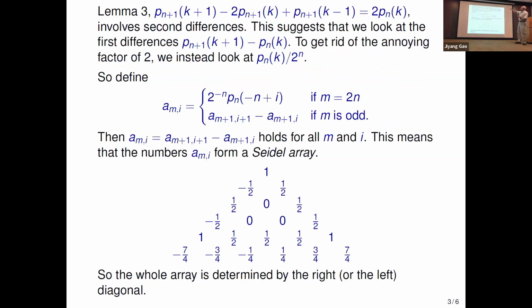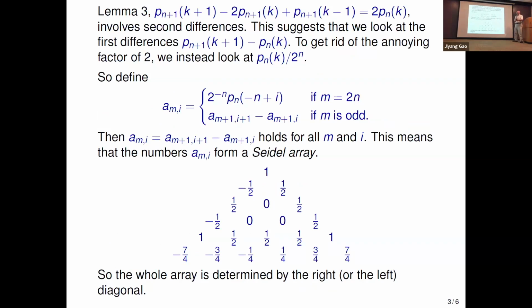Well, we need 3 lemmas, which went by pretty quickly. The third one is this formula here. Notice that this is a second difference. So this is a second difference of things. And that suggests that we should look at the first differences. And this 2 is kind of annoying. So to get rid of it, we'll divide by 2 to the n.